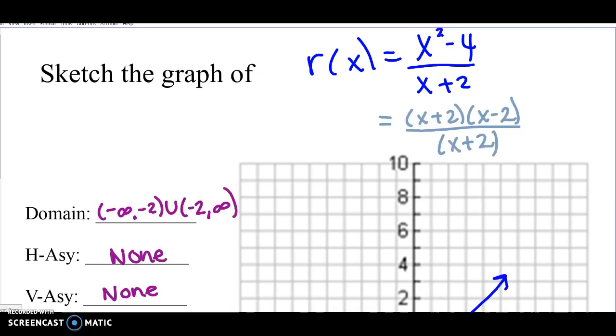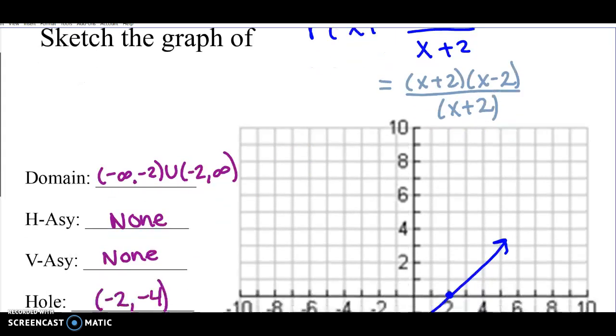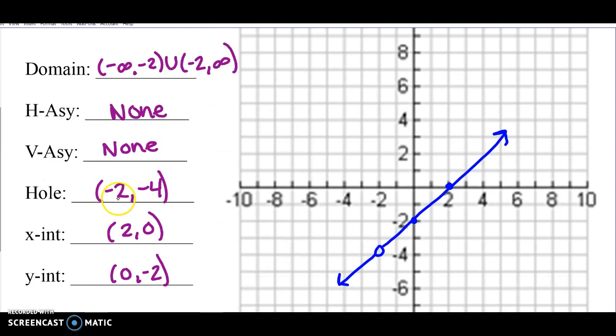All right, let's see how you did. So I started by factoring r of x, and I'm already noticing I have a hole at x equals negative 2. So my domain is negative infinity to negative 2, union negative 2 to infinity. No horizontal asymptote, no vertical asymptote, because instead that's going to be a hole. I have my hole at negative 2, negative 4, x-intercept at 2, 0, and y-intercept at 0, negative 2.